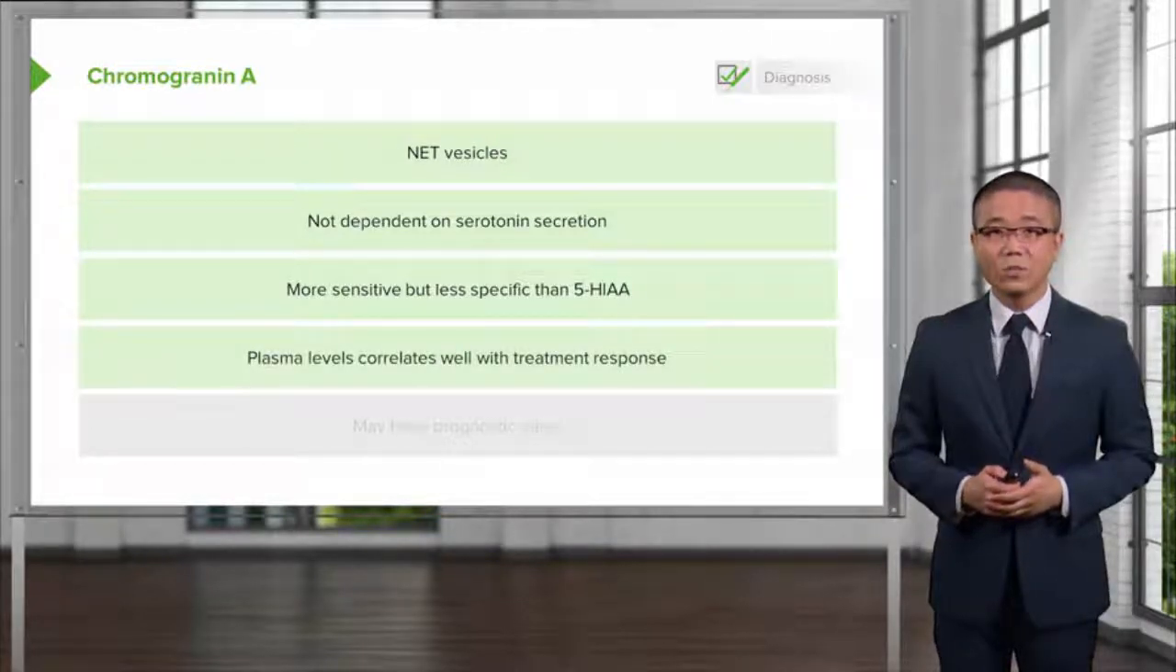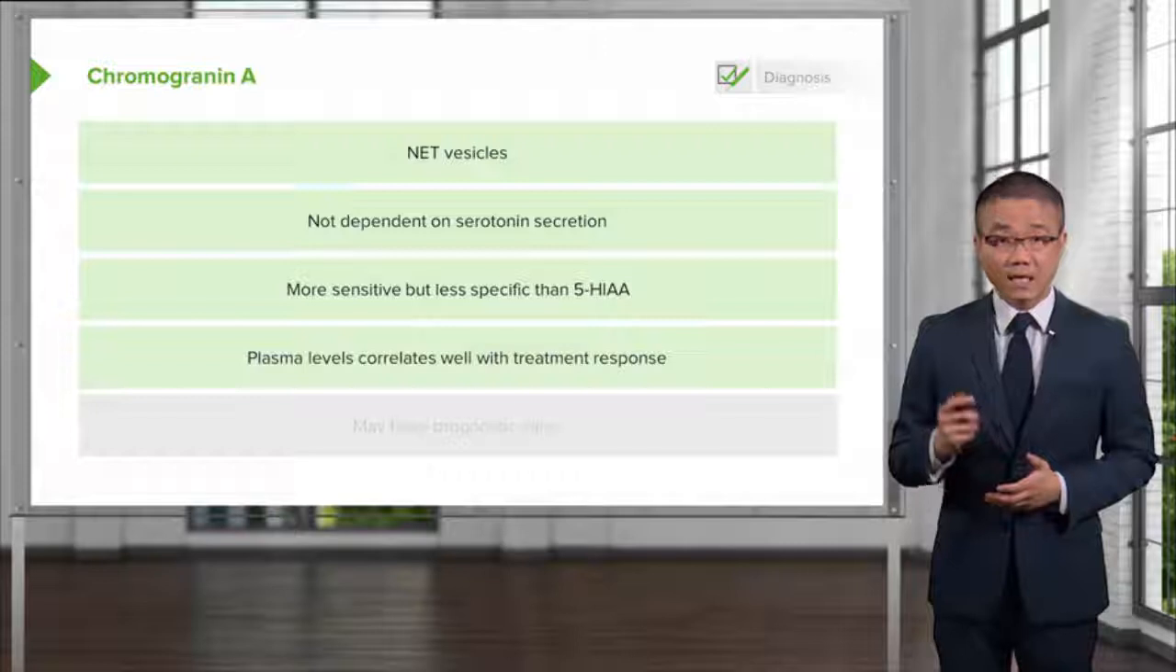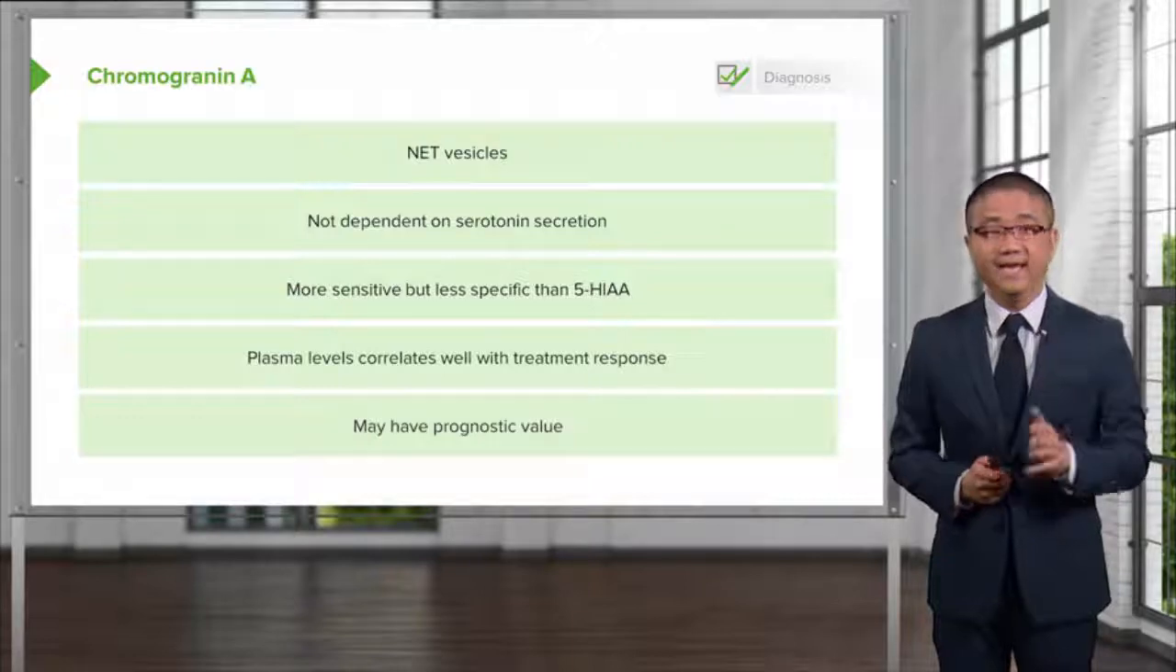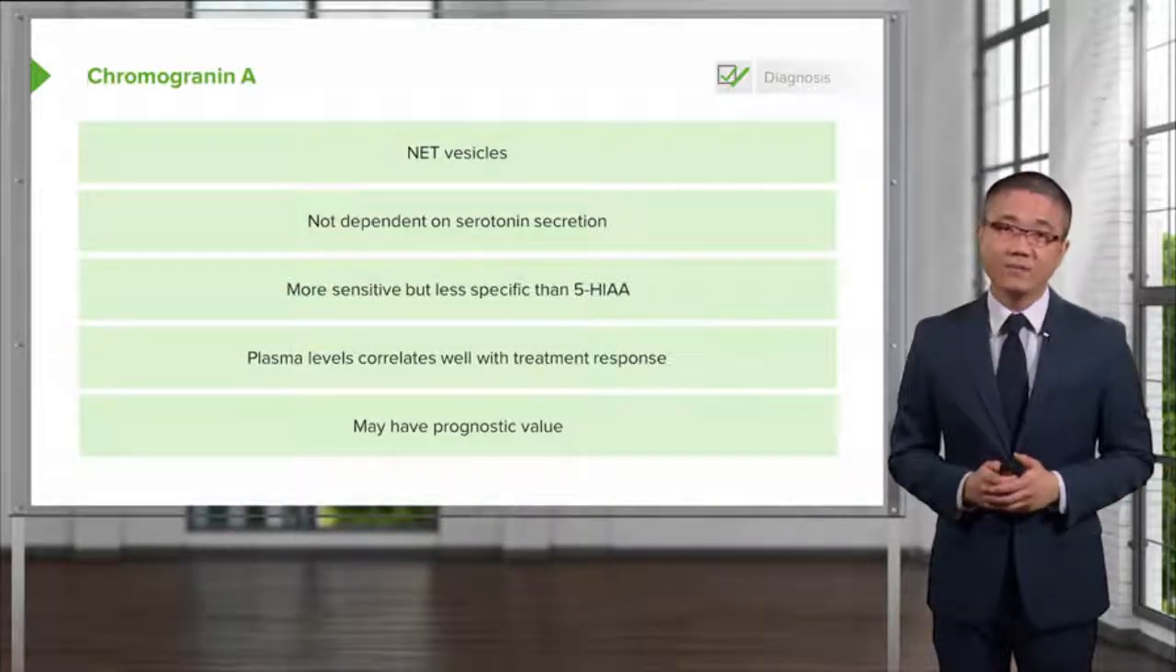Plasma levels correlate well with the treatment response. It's important after treatment of neuroendocrine tumors to follow the chromogranin A level, and it may have prognostic value.